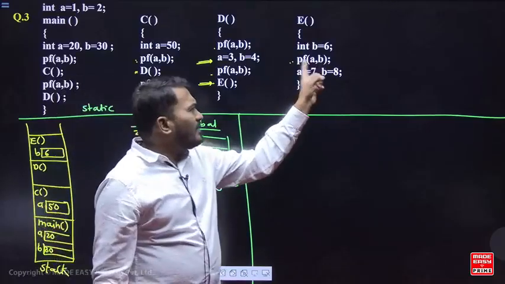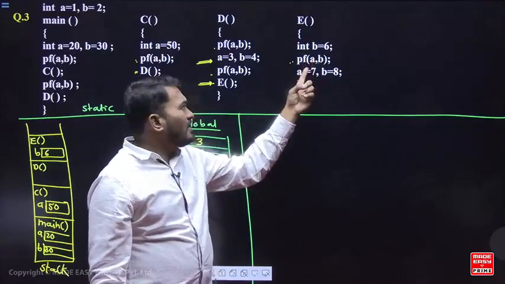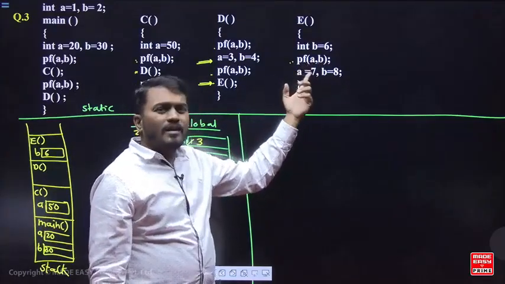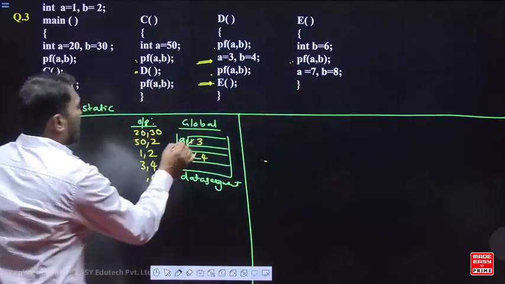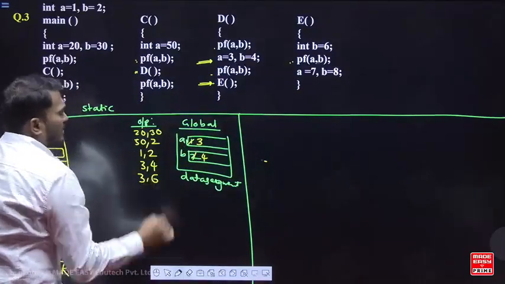But a is a free variable here. A is not declared. So from where will it take it? With static scoping, global. What is the a value in the global? 3. So that prints 3 6.